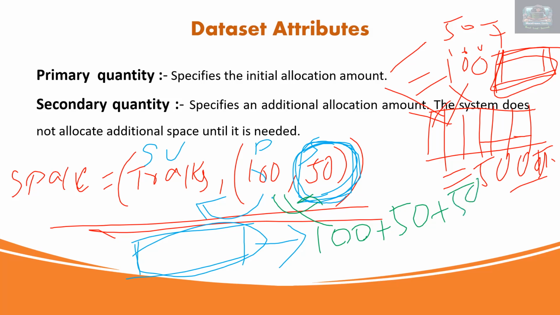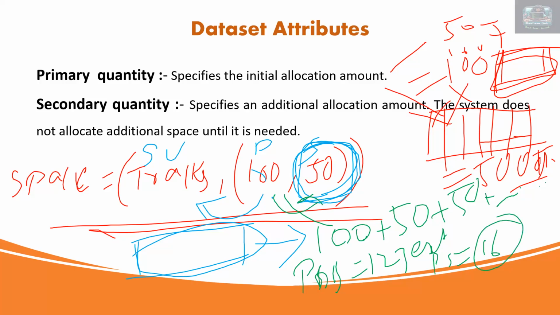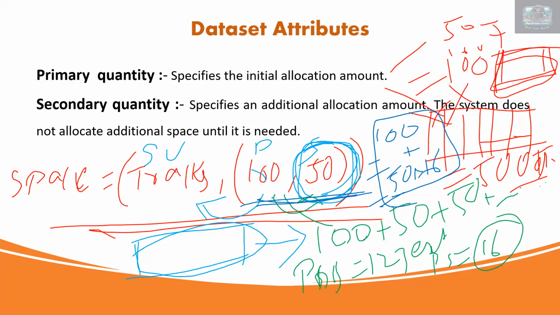And here the question is, how many times will this 50 be added? It depends on the data set type, as I told you, how many maximum extents a data set can extend. If it is a PDS file, it can go up to 123 extents. If it's a PS file on a single volume, it can go up to 16. Suppose you're creating a simple basic PS file on a single volume, then it will be 100 plus 50 into 16. This is the whole space which will be created. That much of tracks it will take.